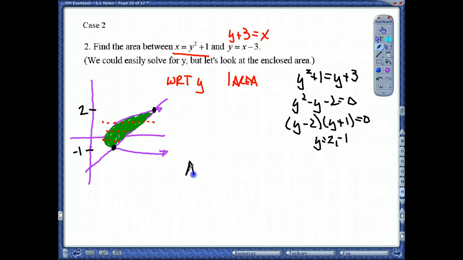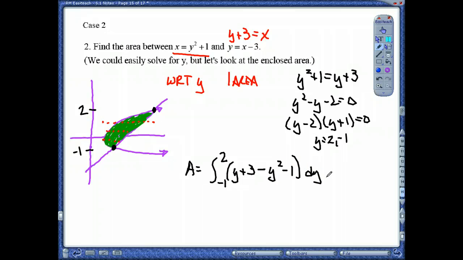So I'm ready to write my area. I'm going from negative 1 to 2. The function that's on the right is my line, so that's y plus 3, minus my function that's on the left, which is my parabola. If you don't want to use parentheses, you don't have to, but you're going to have to distribute that negative.